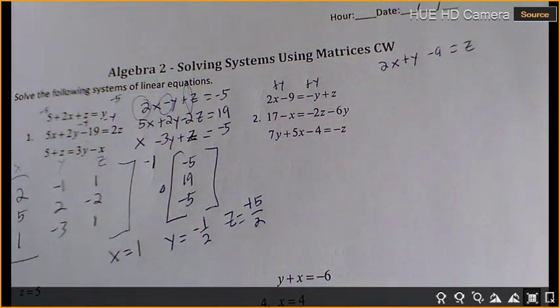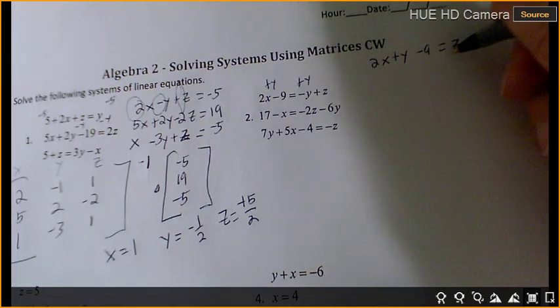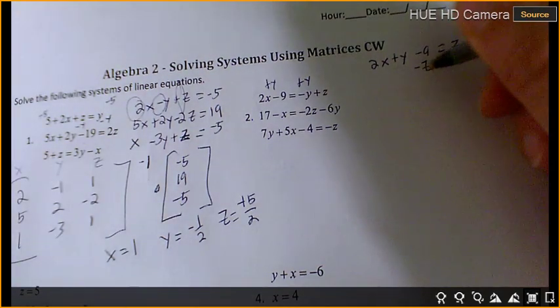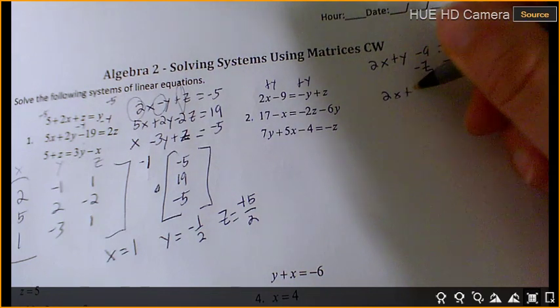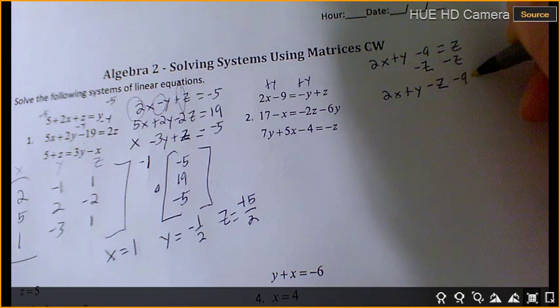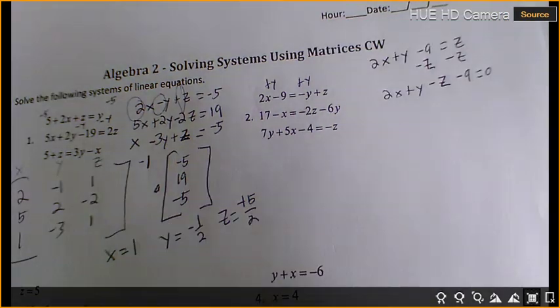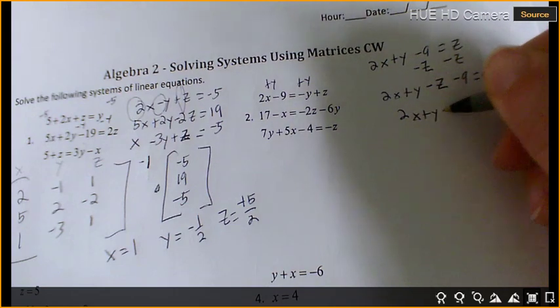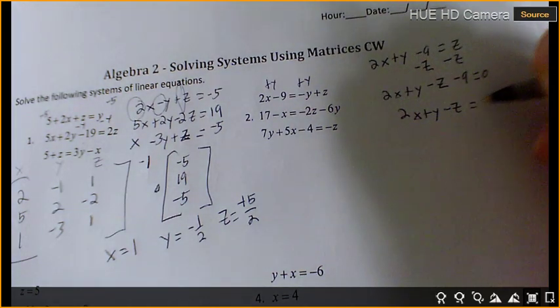Now I'm going to subtract z from both sides. And I get 2x plus y minus z minus 9 equals 0. And then I'm going to add 9 to both sides. 2x plus y minus z equals 9.